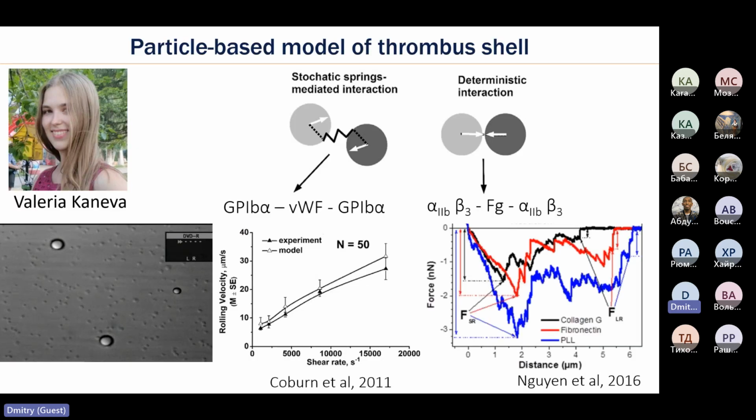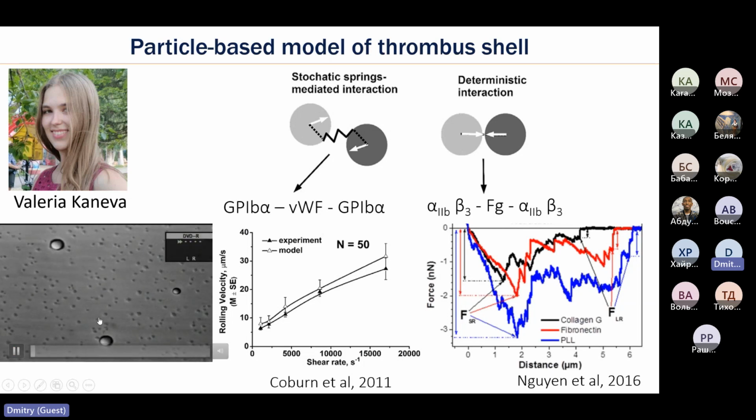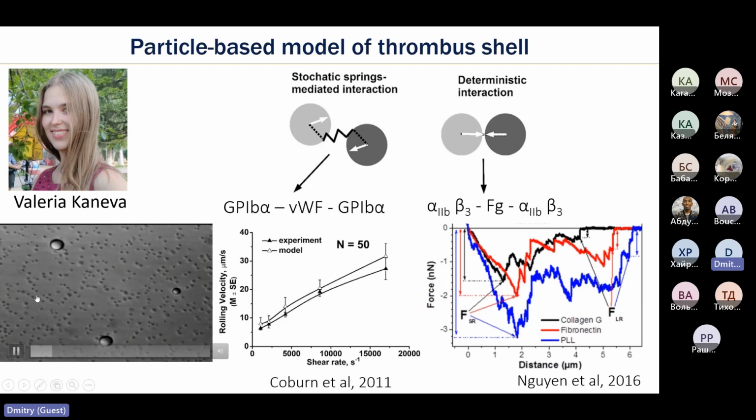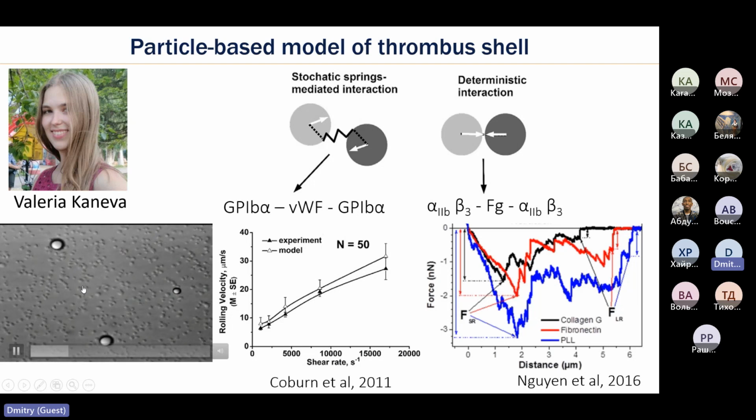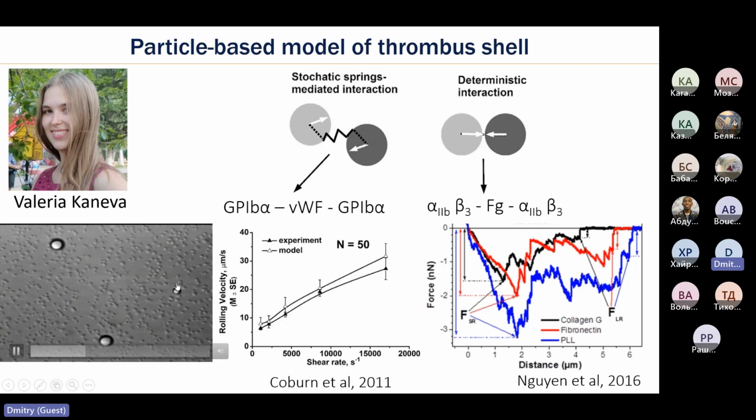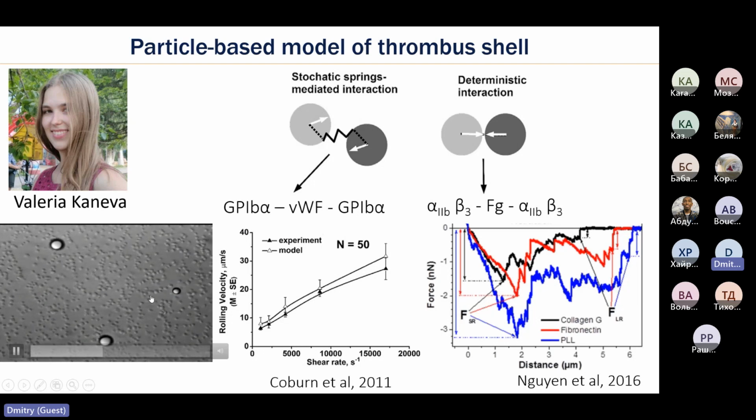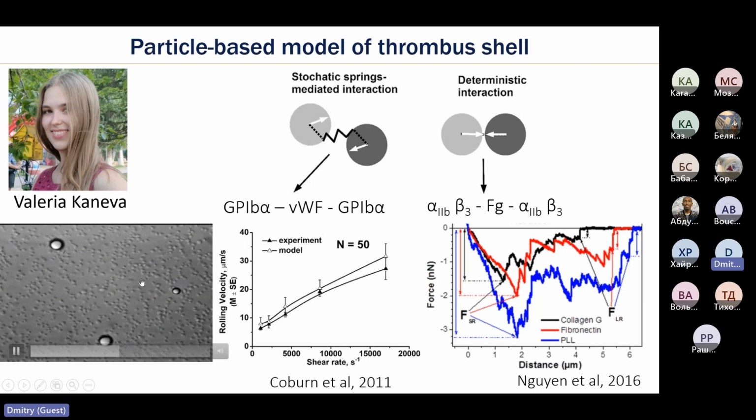To do that, we built a really simple model which has two types of interaction. First, the stochastic interaction. In this model, platelets are considered as disks, and between these disks, a spring can form with some probability. We calibrated this interaction using data on how platelets roll along the von Willebrand factor surface. Here is an experimental video showing how platelets roll in vitro if we have a lot of von Willebrand factor covering the surface.